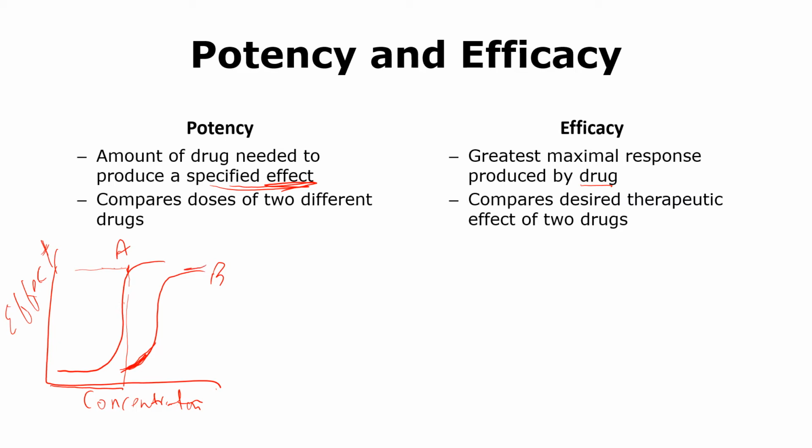So look at this effect. A lot of drug, so the concentration is highest. In other words, you're considered more potent if a small amount of drug is required to produce a specific effect. So you can say drug A is more potent than drug B. That would be potency.